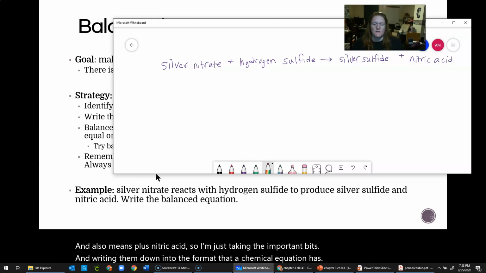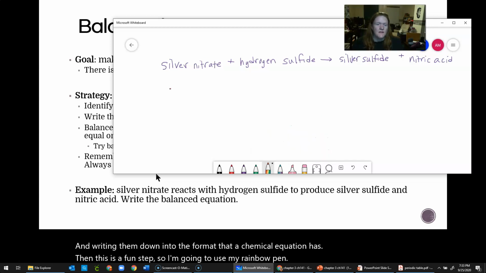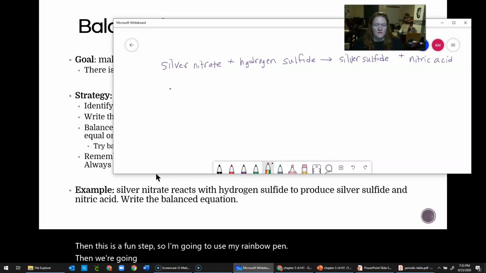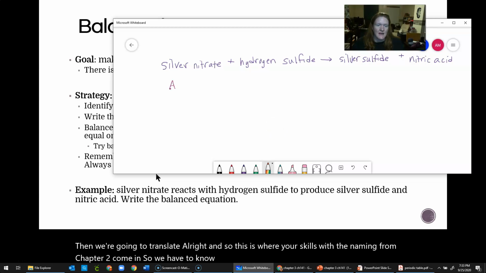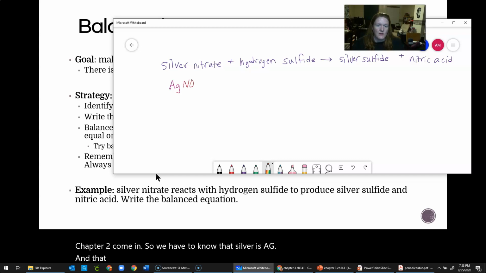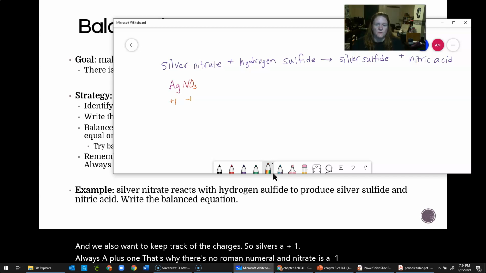Then, this is a fun step, so I'm going to use my rainbow pen. Then we're going to translate, all right? And so this is where your skills with the naming from chapter 2 come in. So we have to know that silver is Ag and that nitrate is NO3. And we also want to keep track of the charges. So silver is a +1, always a +1. That's why there's no Roman numeral. And nitrate is a -1. So I need one of each of those.